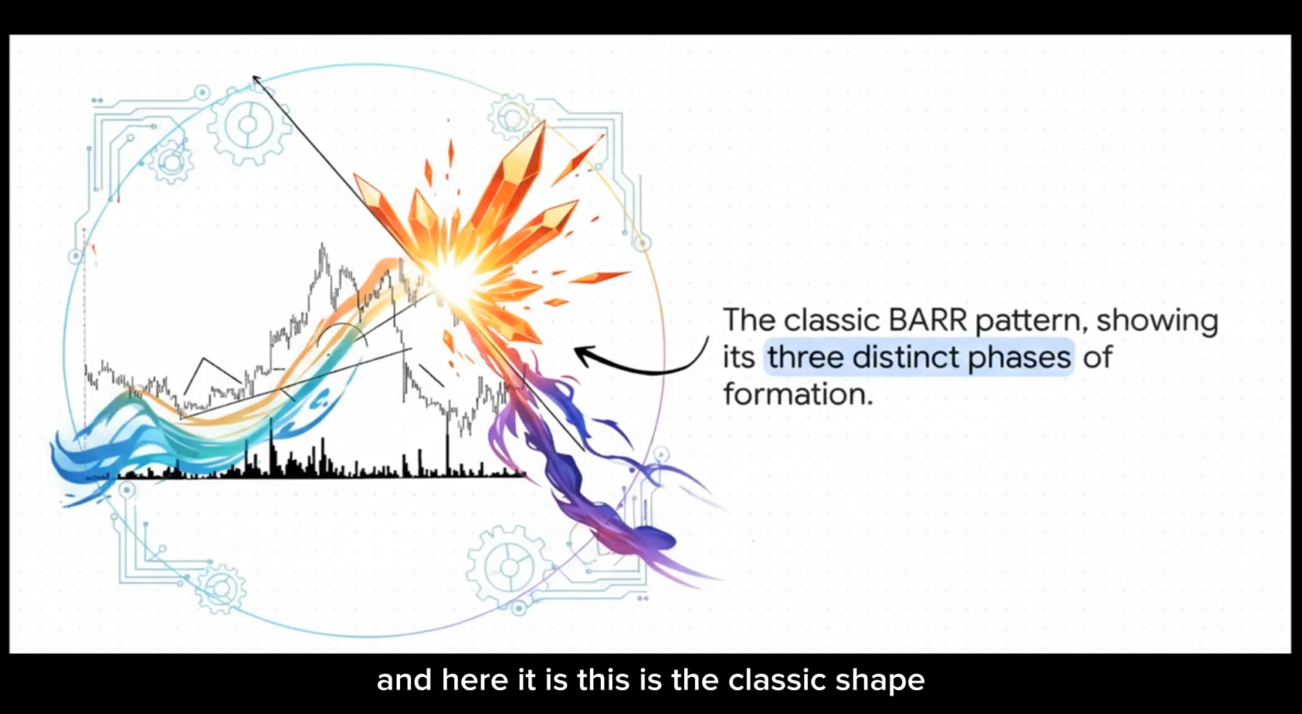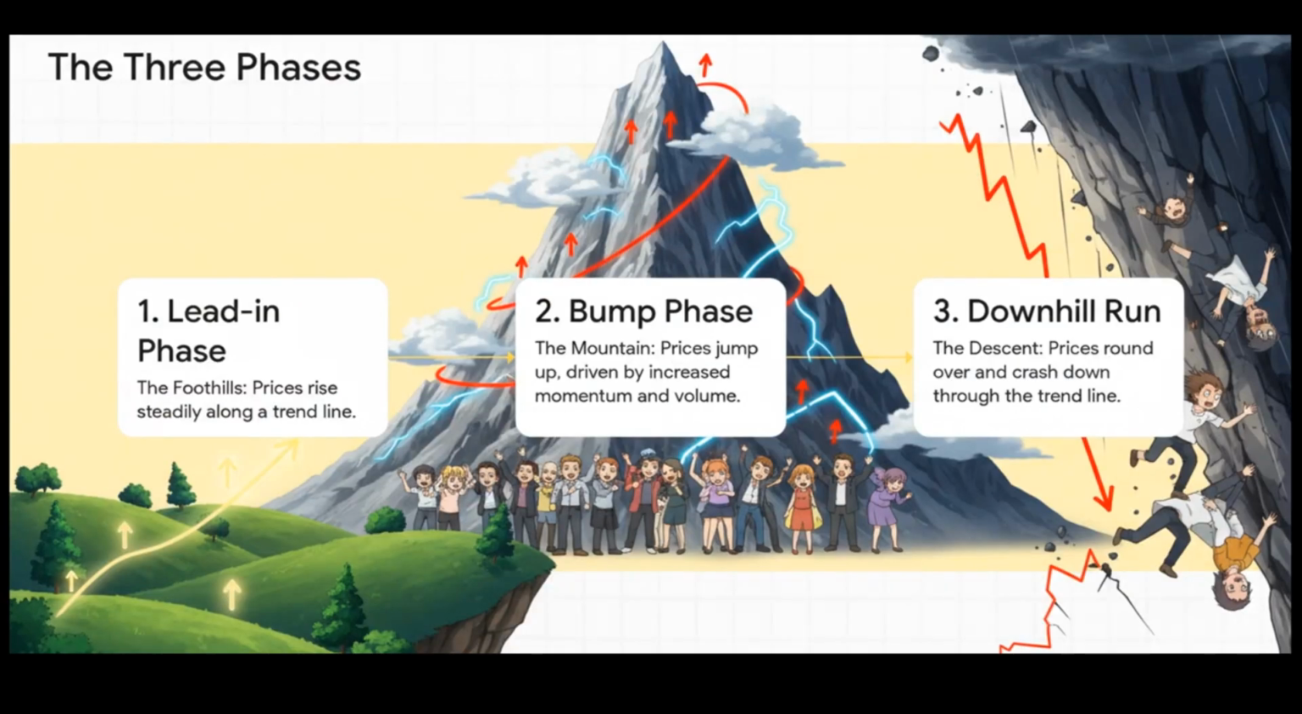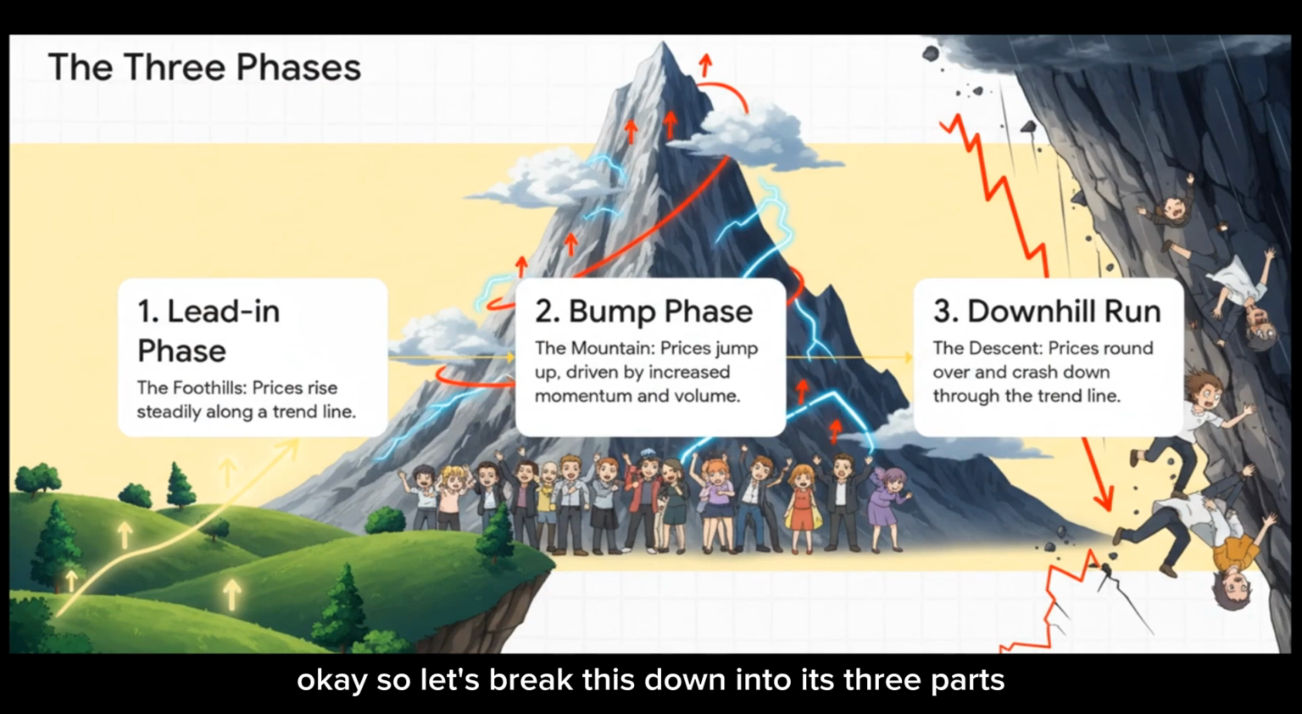And here it is. This is the classic shape. You can clearly see that gentle beginning, right? Then that dramatic, almost frantic peak and the sharp, punishing decline that follows. It's this entire journey from start to finish that we need to train our eyes to see. Okay, so let's break this down into its three parts.